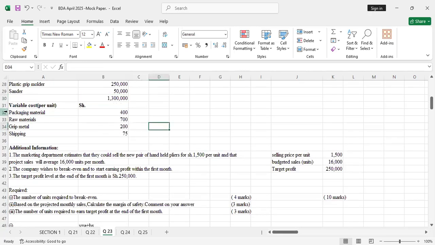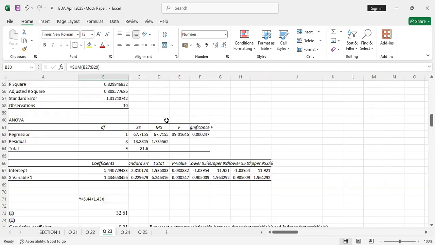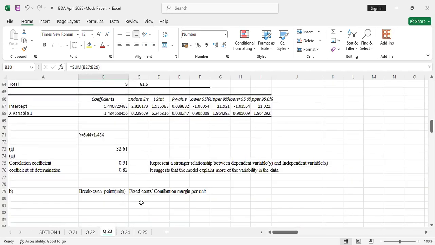And also allow me to look at the variable cost per unit. I'll also sum this, the total variable cost per unit. So my total variable cost per unit is 1375, while the total fixed cost is that. So for us to find the break-even point in units, we have the fixed cost, but we don't have the contribution margin per unit. So therefore, I'll calculate the contribution margin per unit.